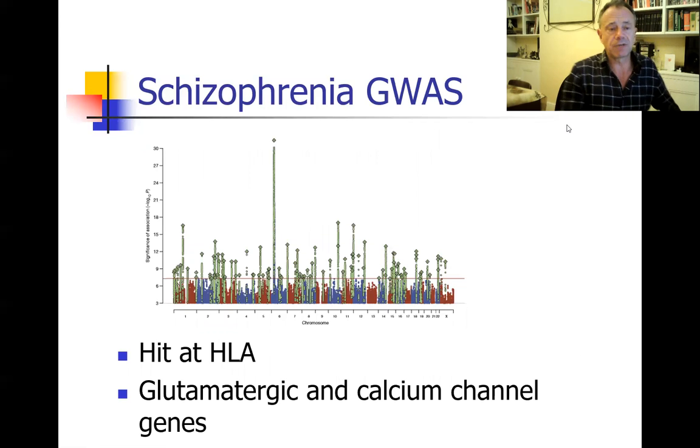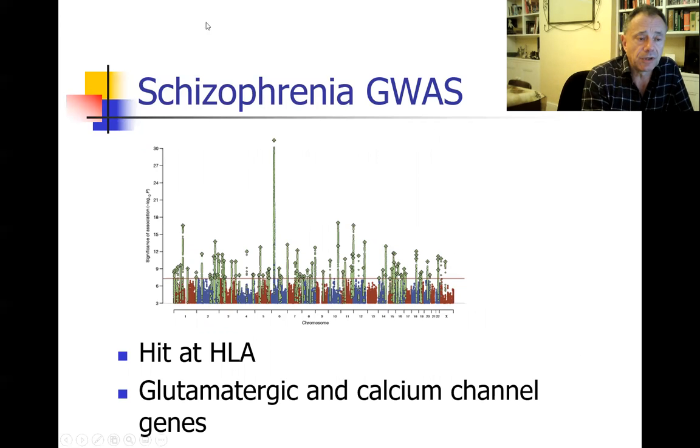So this was the 108 hit GWAS. What you'll see is that this is the minus log 10 of the p-value here. So this hit here has got a p-value of less than 10 to the minus 30, and so on. All these hits have got p-values of less than 10 to the minus 8 or 9, and these are genome-wide significant hits. And the highest hit is actually at the HLA region.